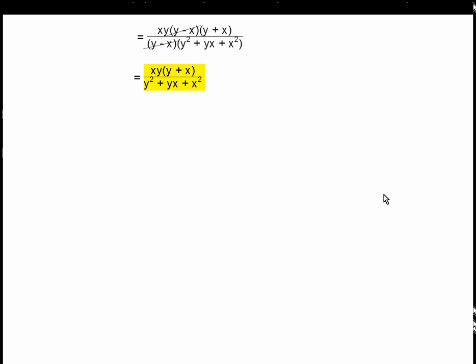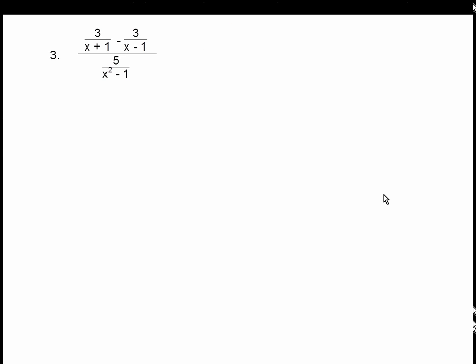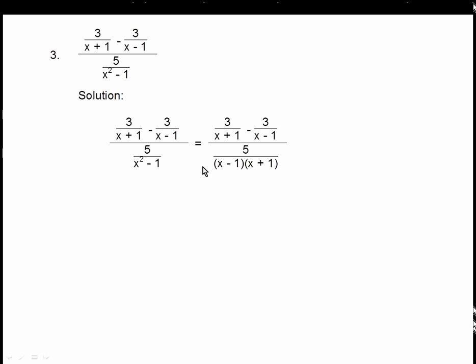Okay, let's take a look at another one. I have 3 over x plus 1 minus 3 over x minus 1 all over 5 over x squared minus 1. See, this denominator, x squared minus 1, difference of squares. It factors as x plus 1, x minus 1. So there, I've factored it. So my LCD is going to be x plus 1, x minus 1. Remember, it's the product of the different factors from each denominator.